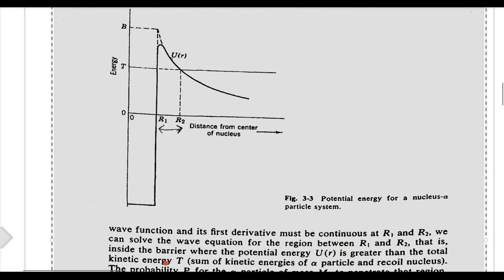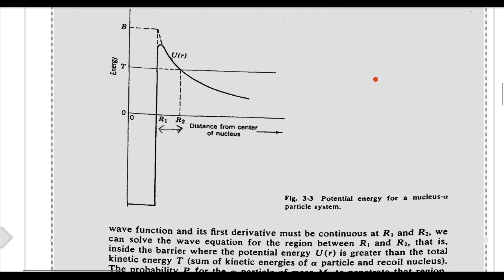That is, inside the barrier, between this distance where the potential energy is greater than the total kinetic energy. This represents the potential energy. Here inside, the potential energy is greater than the total energy, and this total energy is the sum of the kinetic energy of the alpha particle and the recoil nucleus.